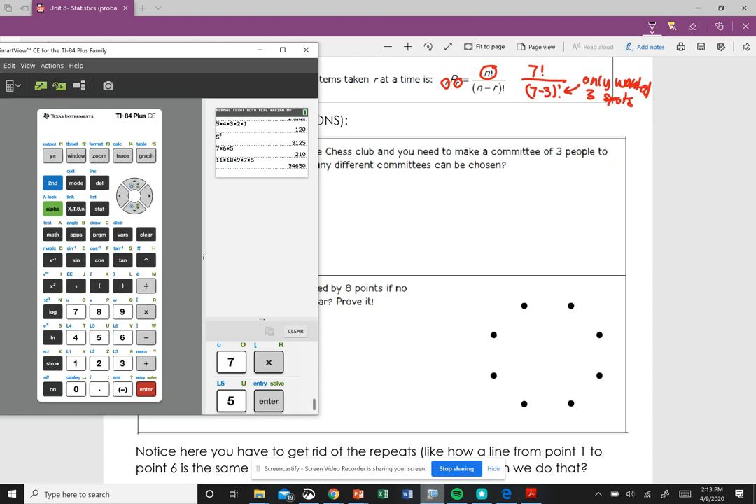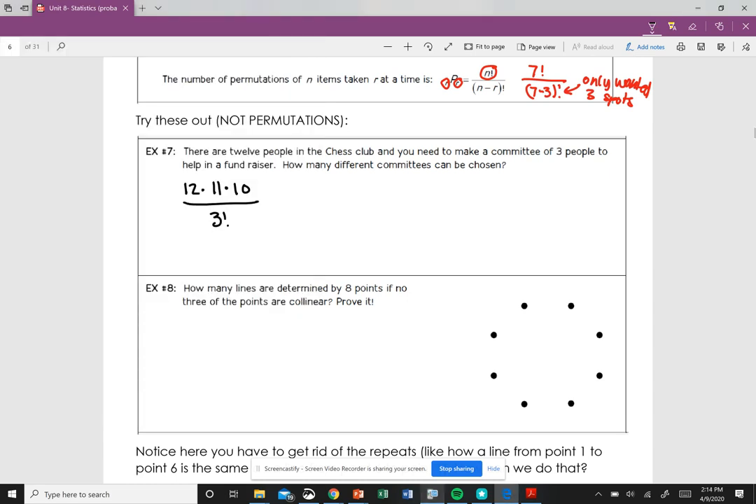This is where I'm going to bring in the handy dandy calculator. So I would do 12 times 11 times 10, and we're going to divide that by 3. If you push math and go over to probability, do you see it? I see it. Factorial. And we get 220. So there are 220 ways to pick 3 members for a committee out of 12.